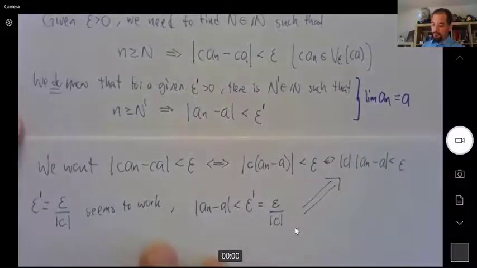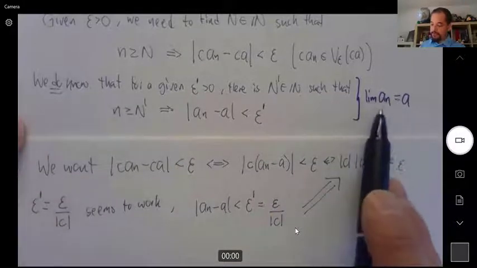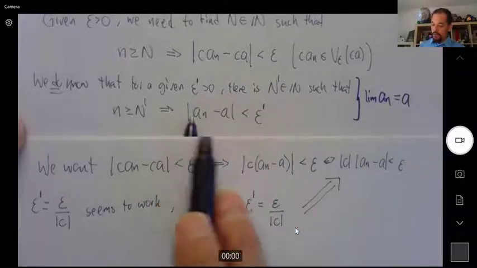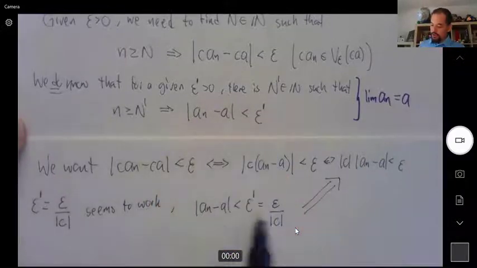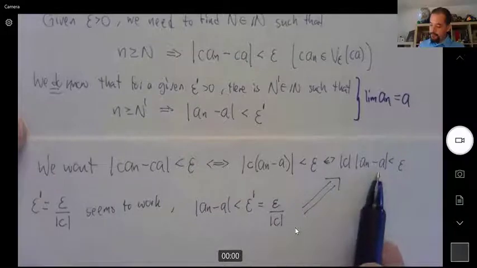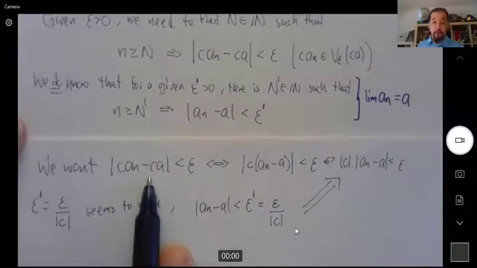So the way to write the proof is we're going to start with an arbitrary epsilon. So somebody gives us an epsilon. We create this epsilon prime. We use this epsilon prime in the definition of the limit of an equals a. And that is going to give us this inequality. We change that epsilon prime to epsilon. We'll multiply by absolute value of C. That way we get this one. And this one is the same as that one. And that one is the one we want.